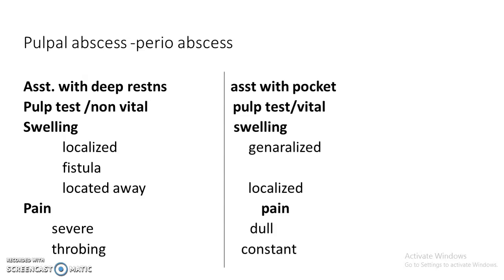And how is the pain? Severe, and a throbbing type of pain in pulpal abscess. It is dull and constant in the periodontal abscess.